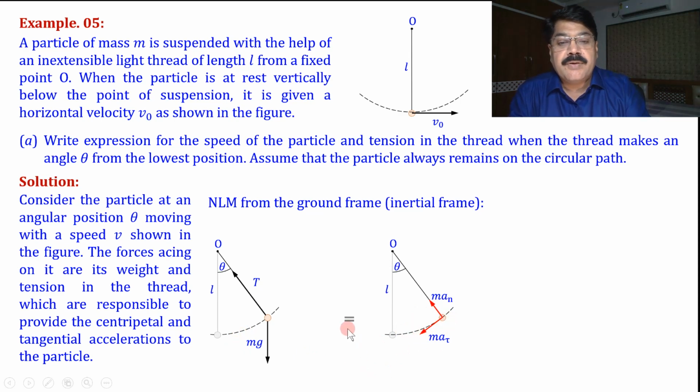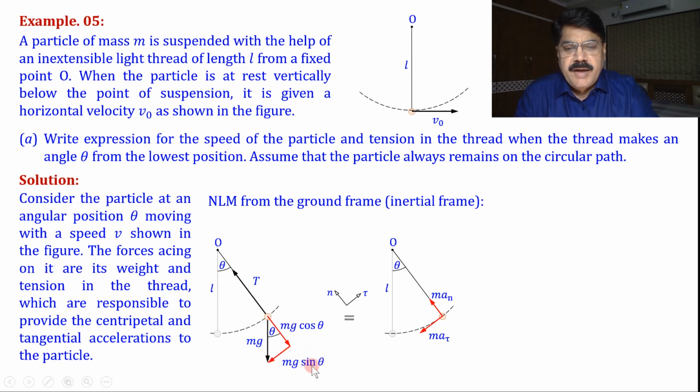Now we can orient the coordinate axes, the tangential direction and normal direction. According to these coordinate axes, we have to resolve only mg into its components, not T. So this angle is theta, and this angle will also be theta. So this component will be mg cos theta, and this component will be mg sin theta. Now we can write both the equations.